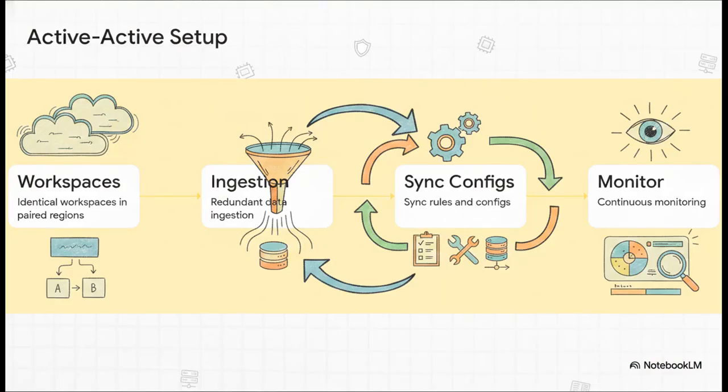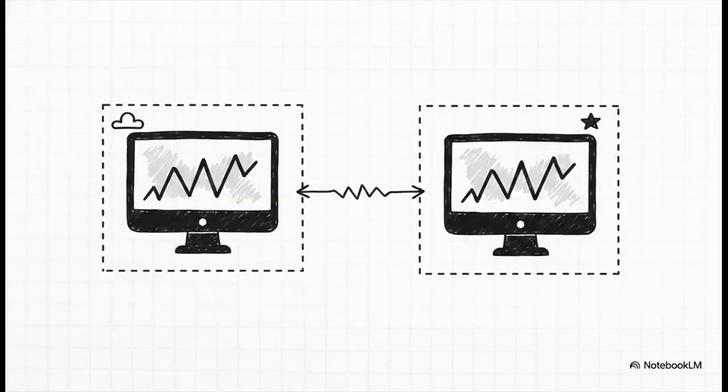Here's the high-level roadmap. 4 steps to achieve a rock-solid active environment. 1. Identical workspaces. 2. Redundant ingestion. 3. Sync configurations. And 4. Continuous monitoring. Let's quickly break these down. Step 1 sets our foundation. You've got to deploy 2 identical log analytics workspaces, both enabled for Microsoft Sentinel.